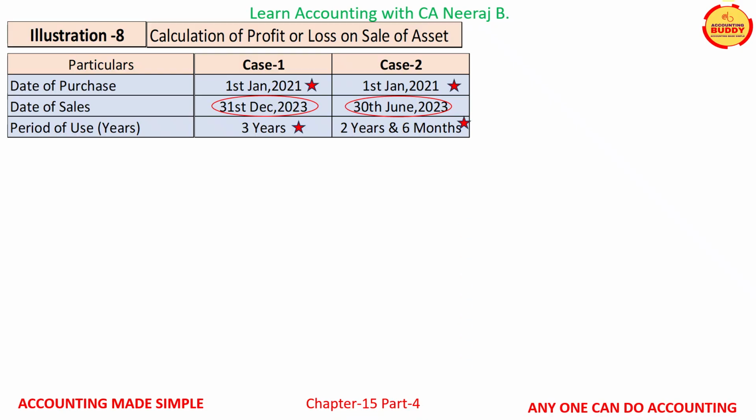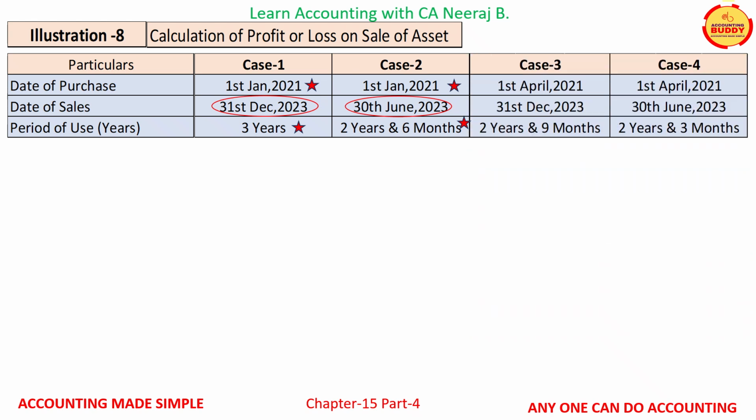In case 3 and case 4, the date of purchase of the machine in both the cases is 1st of April 2021. In case 3, the machine is considered to be sold on 31st December 2023, while in case 4, the machine is considered to be sold on 30th June 2023. Therefore, in case 3, the machine is used for 2 years and 9 months, and in case 4, it is used for 2 years and 3 months.